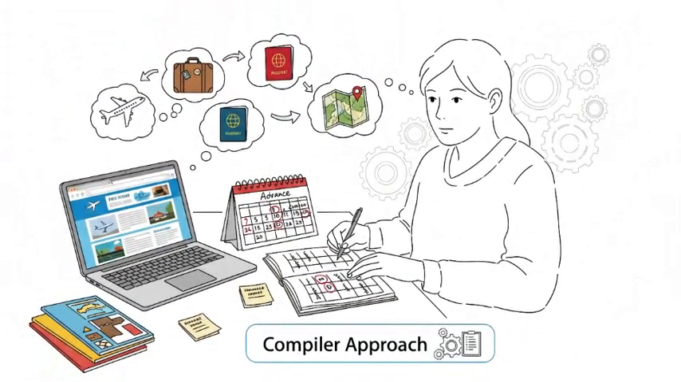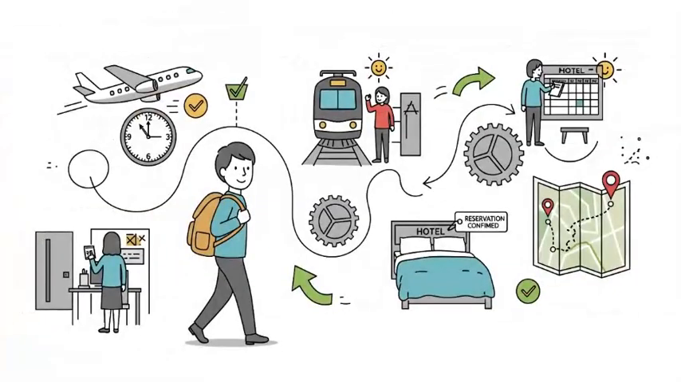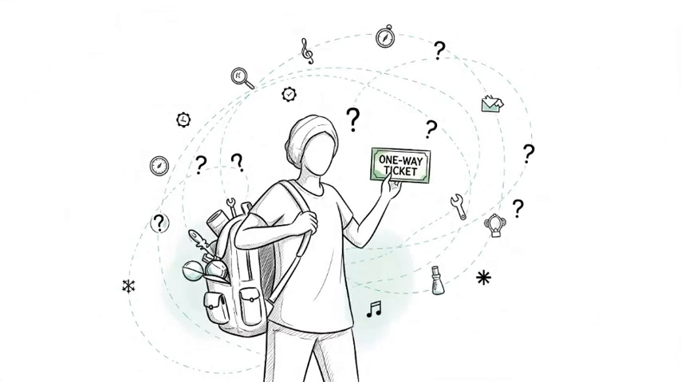Even traveling works as an analogy. A compiler approach is booking your flights, hotels, and activities months before your trip. Everything is planned, and when you arrive, the journey runs like clockwork. The interpreter approach is grabbing a backpack, buying a one-way ticket, and figuring things out along the way. It's flexible, it works, but it's unpredictable and usually slower.